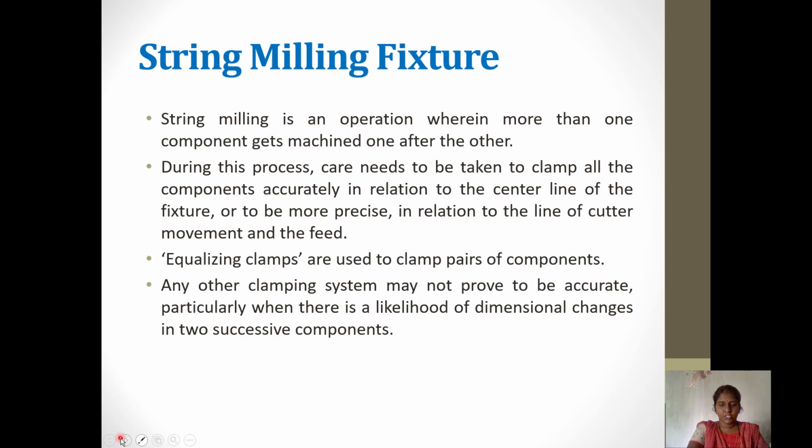and feed movement. Equalizing clamps are used to clamp a pair of components. Any other clamping system may not prove to be accurate, particularly when there is a likelihood of dimensional changes in two successive components. So these equalizing clamps play an important role here.